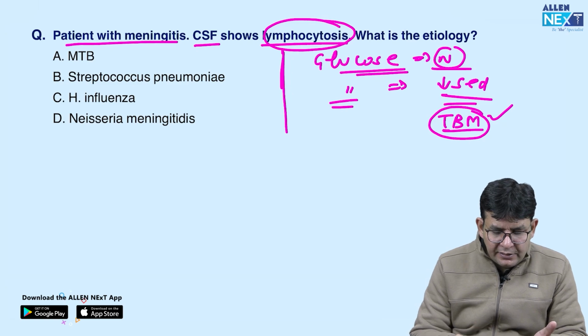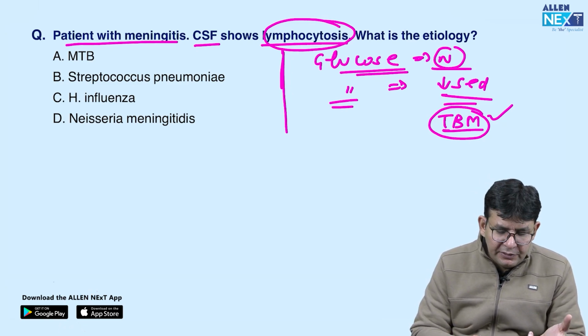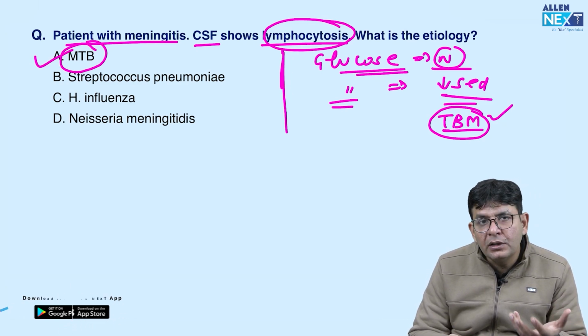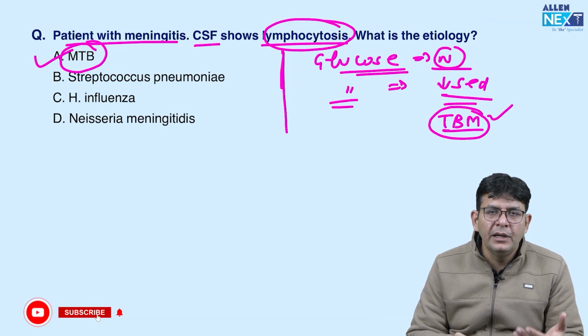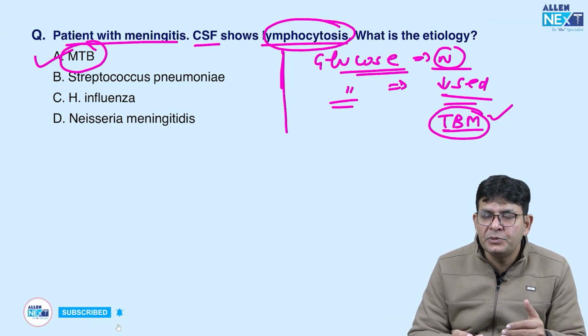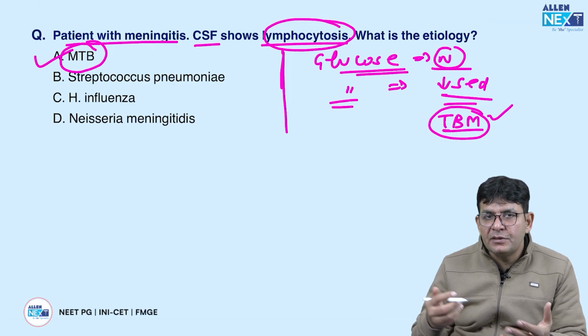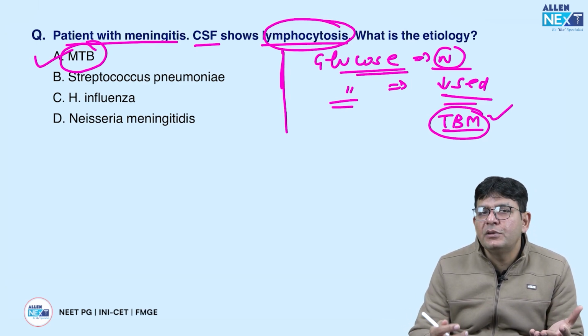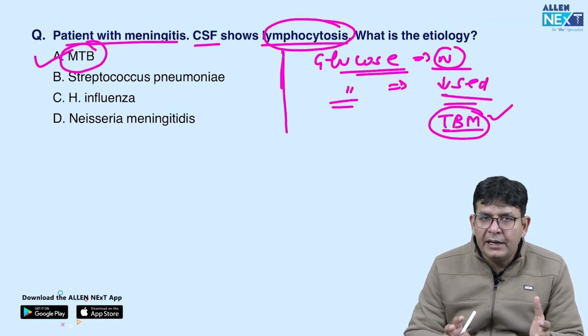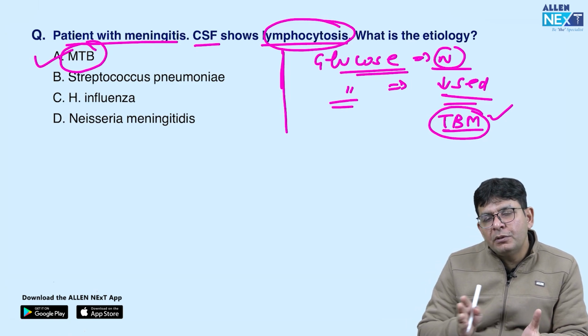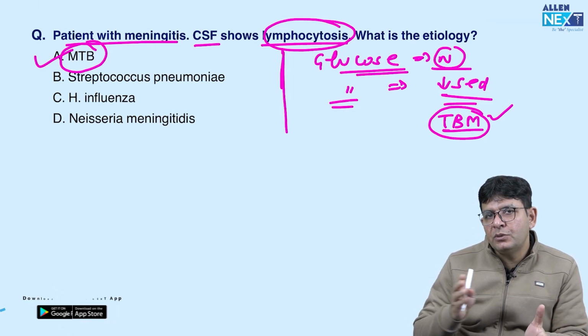So again, you have to decide upon what is being given, and if all the options are bacteria, then it is MTB for sure. And if they are not all bacteria, and there was a fungus or some virus also given, then you have to think about what was written. Then the main focus will shift to what? The protein levels and all. So that also you need to know.